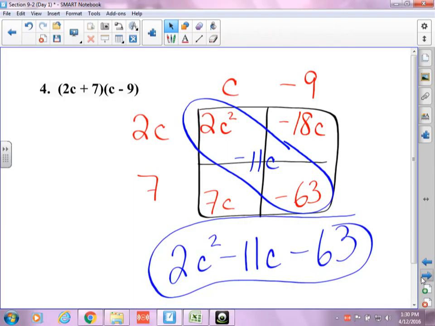With our answer, will it always be in exponent order, like standard form? Yes. If you do it this way, it will.